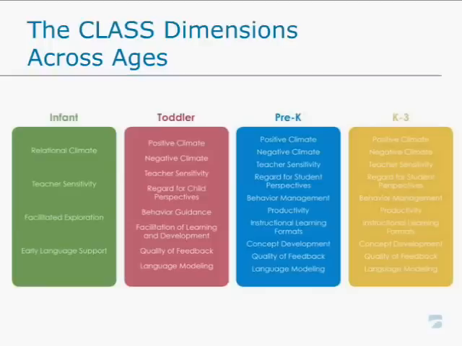And so this will set the stage, and we'll go in depth in this in a second. What this does is lay out the CLASS dimensions across the ages from Infant to K-3. And what you'll see is as we start out with Infant with 4 dimensions, we move to 9 in Toddler, and then expand to 10 in Pre-K and K-3. And then as we move up through the ages, we see more similarities with Pre-K and K-3 in Upper Elementary and Secondary.